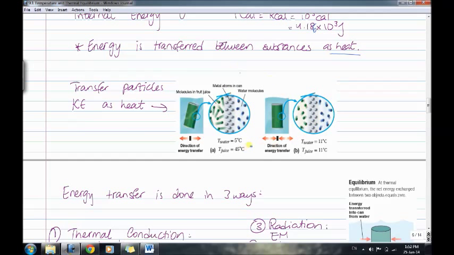As you can see here in the picture, this is a can. Here, the particles transfer kinetic energy as heat. The temperature of the water is 5 degrees Celsius, and the temperature of the juice is 45 degrees Celsius. When they come together and are in physical contact, both of them will have the identical temperature, so they will reach thermal equilibrium. The T of the water will increase to 11 degrees Celsius, and the T of the juice will decrease to 11 degrees Celsius.